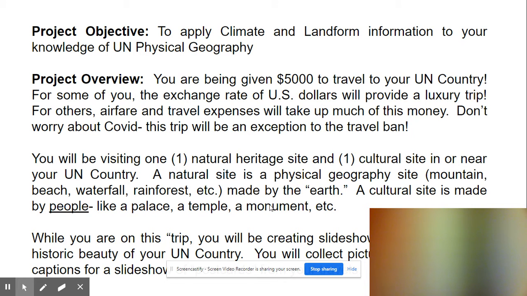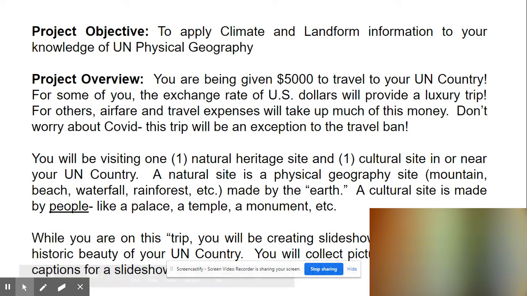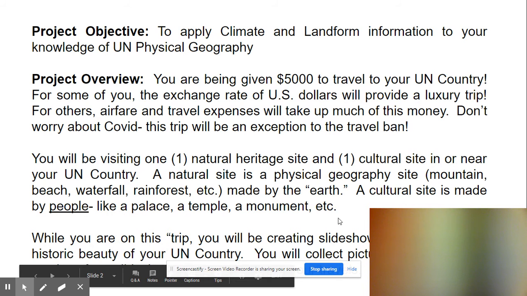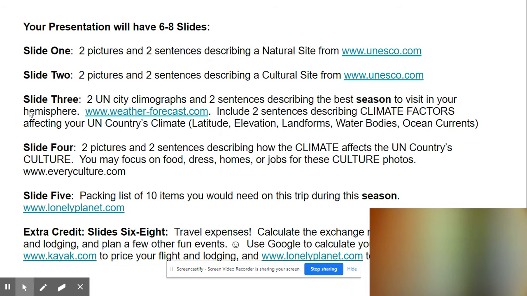And when you are on this trip, you're going to be collecting some pictures off the internet, and you're going to make a slideshow of the natural historic beauty of this UN country. I would like you to write 2 sentences about each picture for your captions. Slide 1, 2, 3, 4, 5 is all you need to put together. I have some websites that are attached to the assignment on Schoology to help you get there.